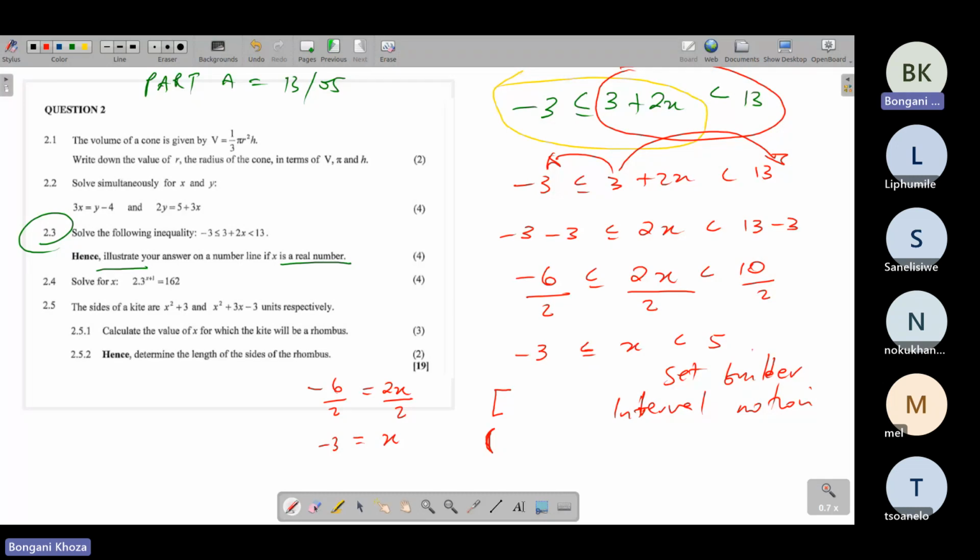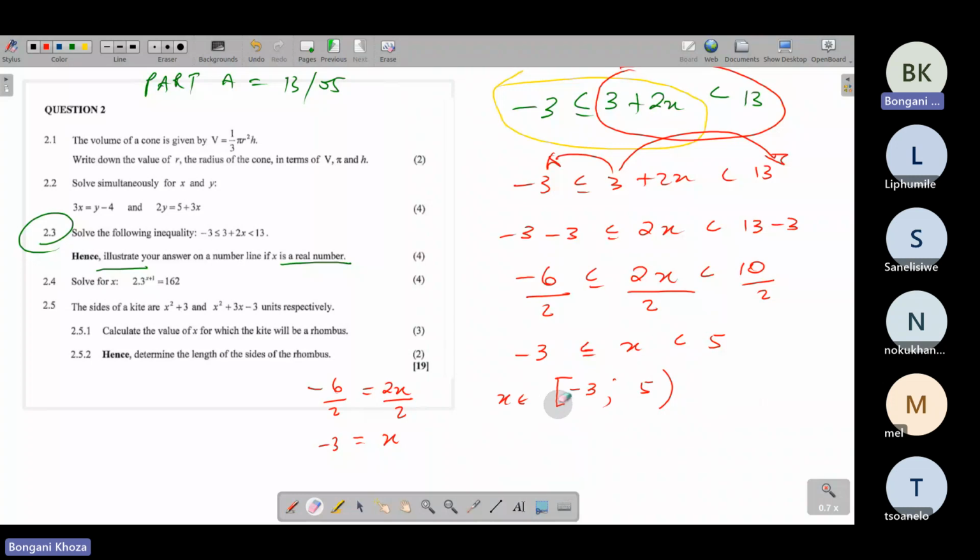So to write this in interval notation, we would write it like this. They didn't ask for that, but just in case you get a question that asks you to write your final answer in interval notation, since -3 is included, we'd have a square bracket and -3. Next, since 5 is not included, we'd have 5 and a round bracket. And then we'd say x is an element of this. So this is not interval notation, this is set builder notation.